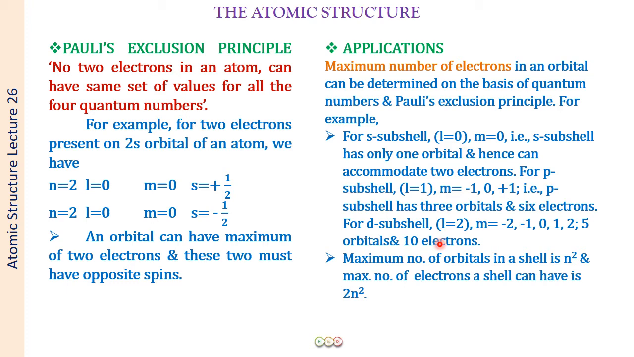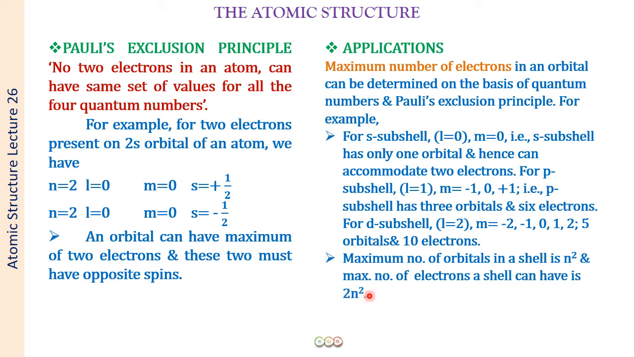Similarly, for the F subshell, there are going to be 7 orbitals and 14 electrons, right? Similarly, for a shell also, we can calculate the maximum number of electrons that can be in it, because we know that the maximum number of orbitals in a shell is n square, and in one orbital there are 2 electrons. So the maximum number of electrons a shell can have is going to be 2n square.